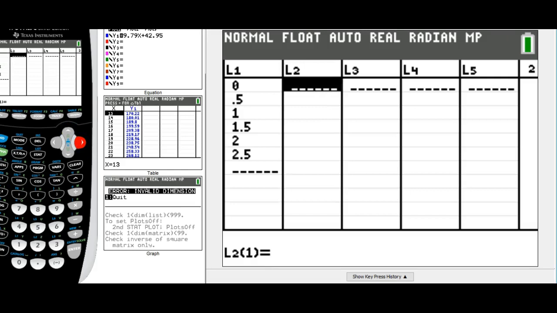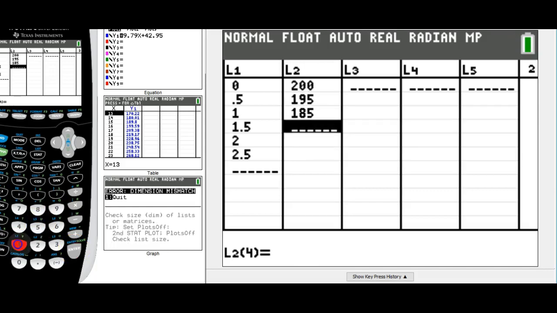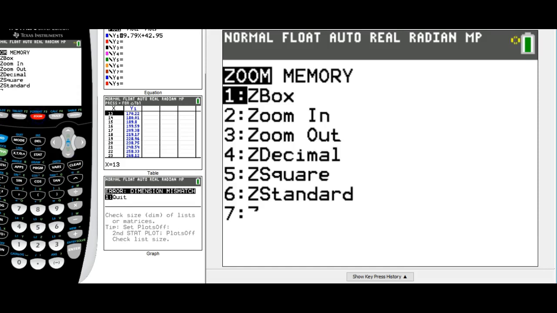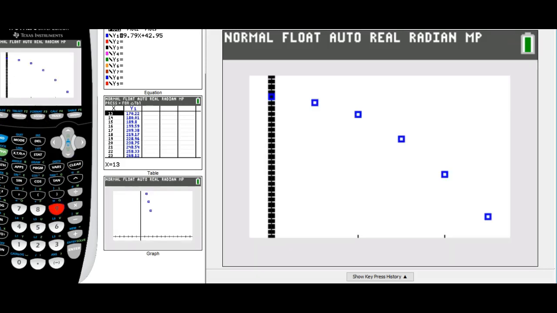So we have 200, 195, 185, 165, 135, and 100. Now, if I wanted to just double check it, go to y equals, clear that out, take a look at zoom 9 and see if it does look like it's quadratic.